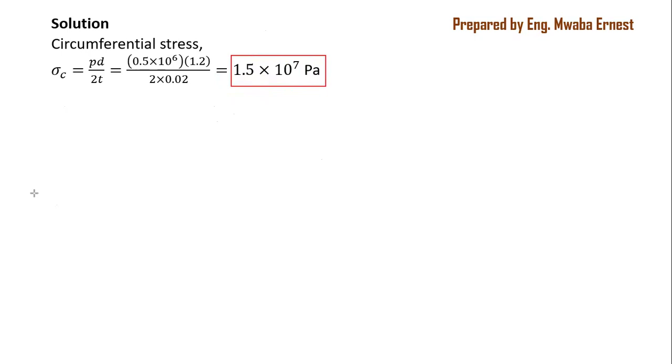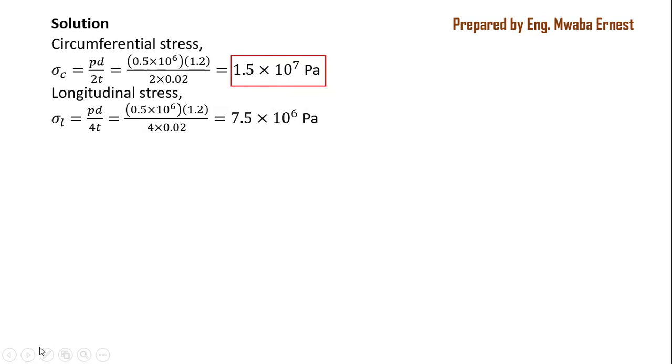Let's make progress. The next thing we have is the longitudinal stress. The same formula that we have earlier, but this time around, what we are going to have is PD over 4T. The only difference is this inclusion that you're seeing here. Instead of having 2, we now have 4. The rest remains like that. So we still have the P, the D, then over 4T.